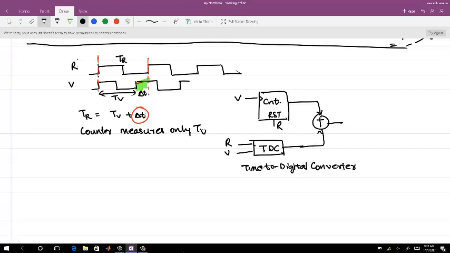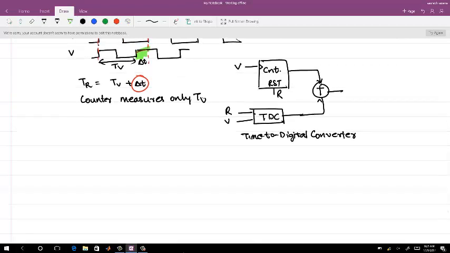Now this one will be limited by the quantization error of the TDC, because no matter what you do, you cannot measure the delta T with infinite accuracy. It might be an accuracy of 10 picoseconds, 100 picoseconds, whatever the TDC gives. So this is also being used in digital PLLs, but it's more complicated using a TDC. Any questions so far?